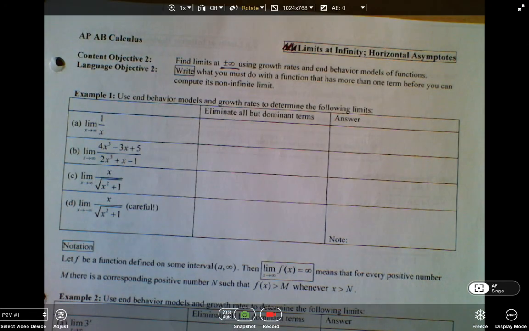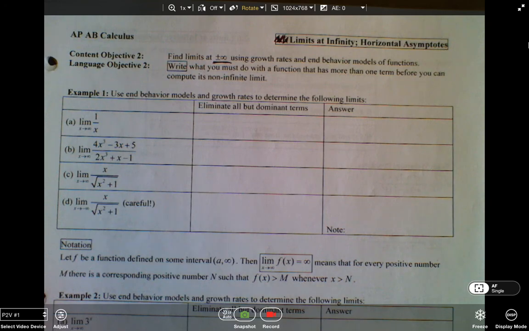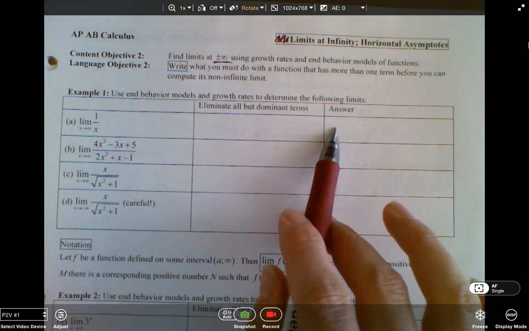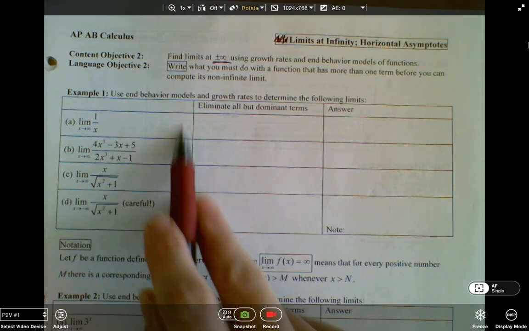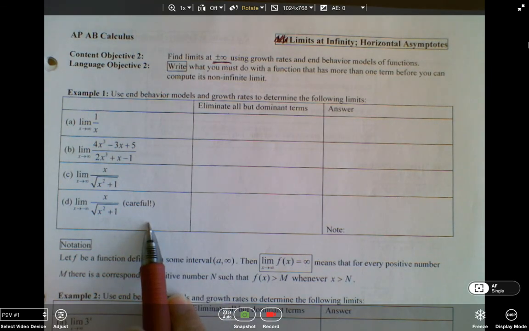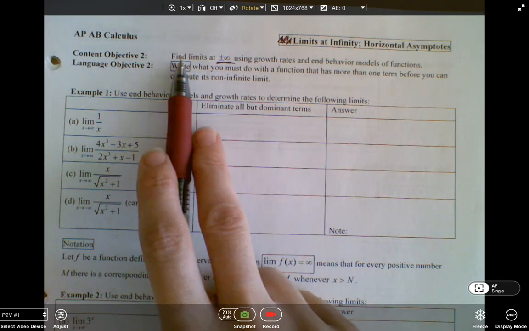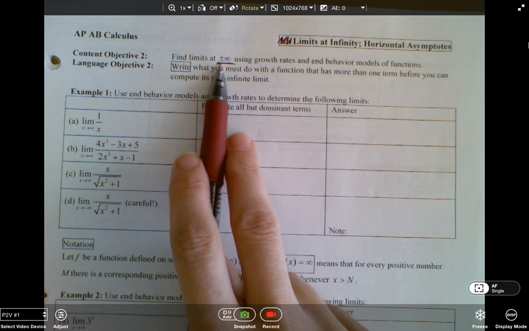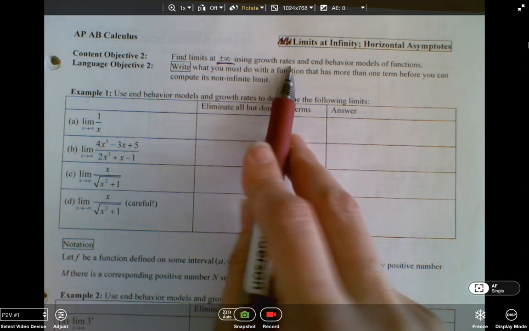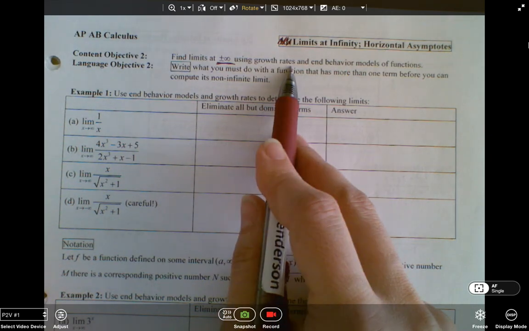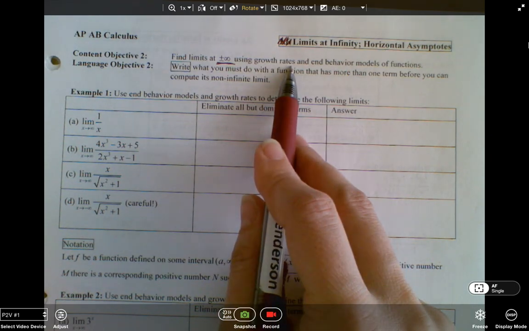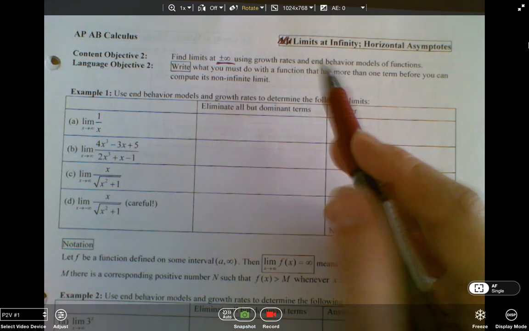Okay, so next section here we're going to look at how to use an analytical approach, which means through the algebra, to determine what the end behavior is going to be. So we're going to find limits at positive and negative infinity using the growth rate stuff we just did on the last page, so dominant terms, who wins the race, that kind of thing. An end behavior model of functions.